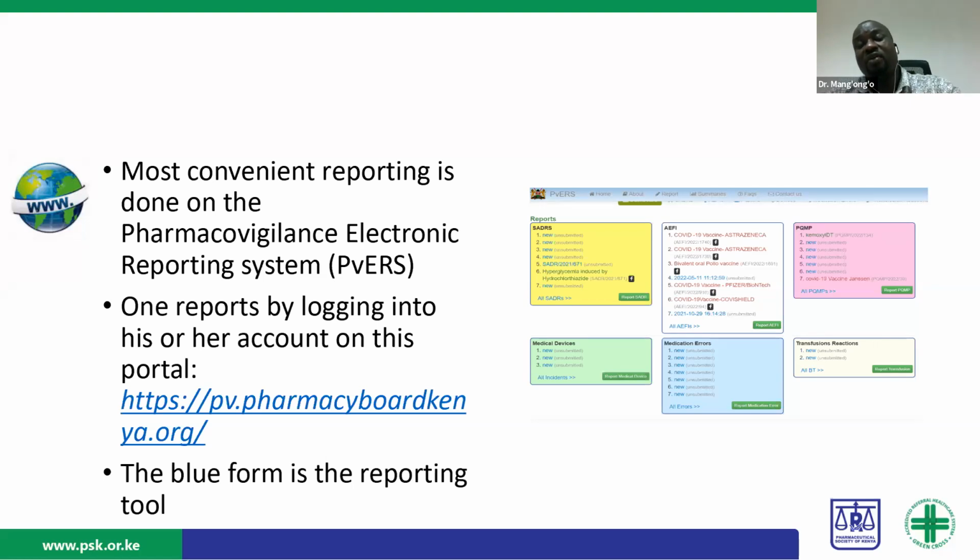They are color coded. You can see the yellow form, which is the SADR reporting form, the white form, AFI reporting form, the pink form, which is poor quality medication reporting form, the green form for medical devices. We have the blue form, and then the off-white, which is the transfusion reactions reporting form. So all these tools will be at your disposal once you log in and you have an account, and you can fill it out.